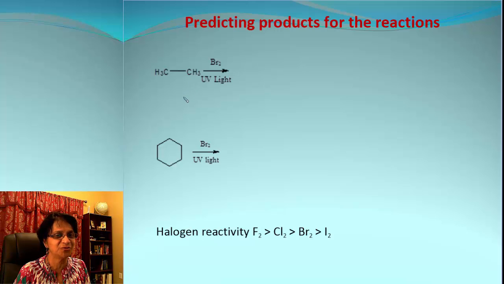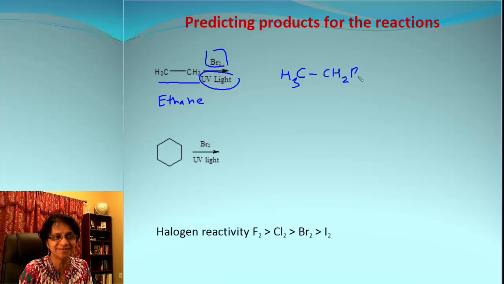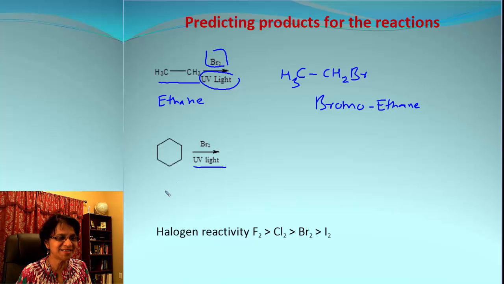Let's see if you can figure out the products of this reaction. Look at this alkane. It's a 2 carbon chain, 2 stands for eth. So we have ethane over there. And UV light initiates the reaction, and that's bromine here. So we are going to get bromination of the alkane. So the final product will be replacement of one hydrogen from this ethane by bromine. So what do we have? The compound will be called bromoethane.